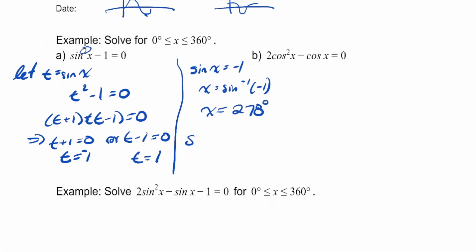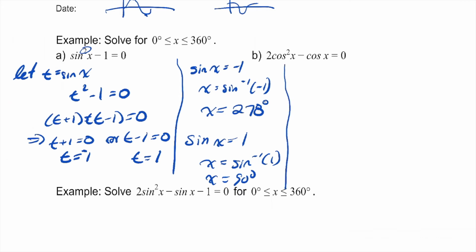The other one, we have sine of x is equal to 1. Oops, not 6x. Sine of x is equal to 1, and that means x is the sine inverse of 1, and that happens at 90 degrees. So that's your answer for the second one.